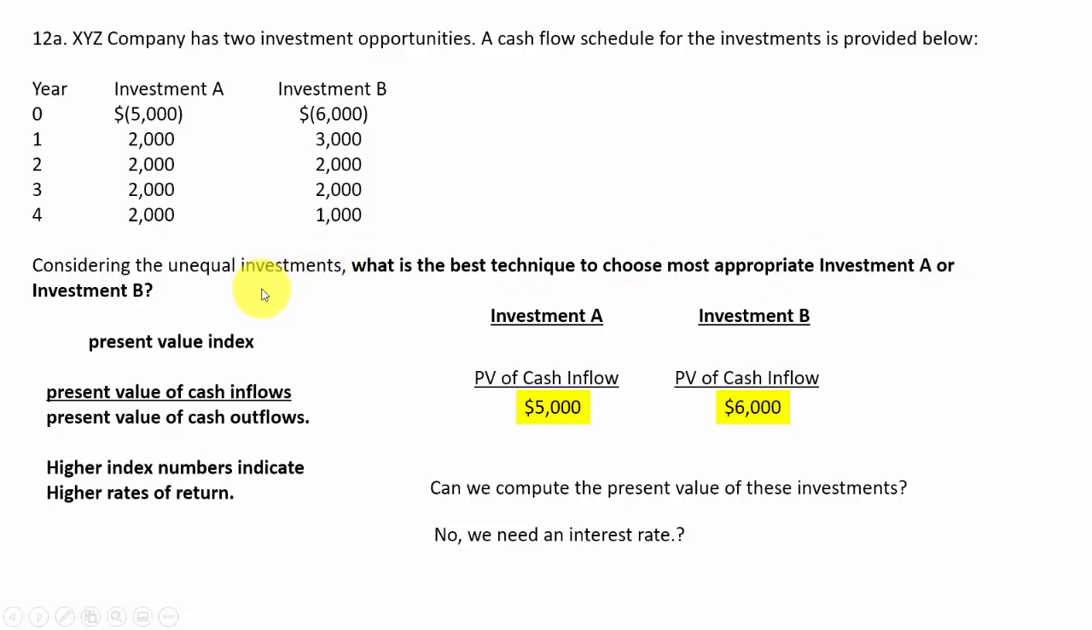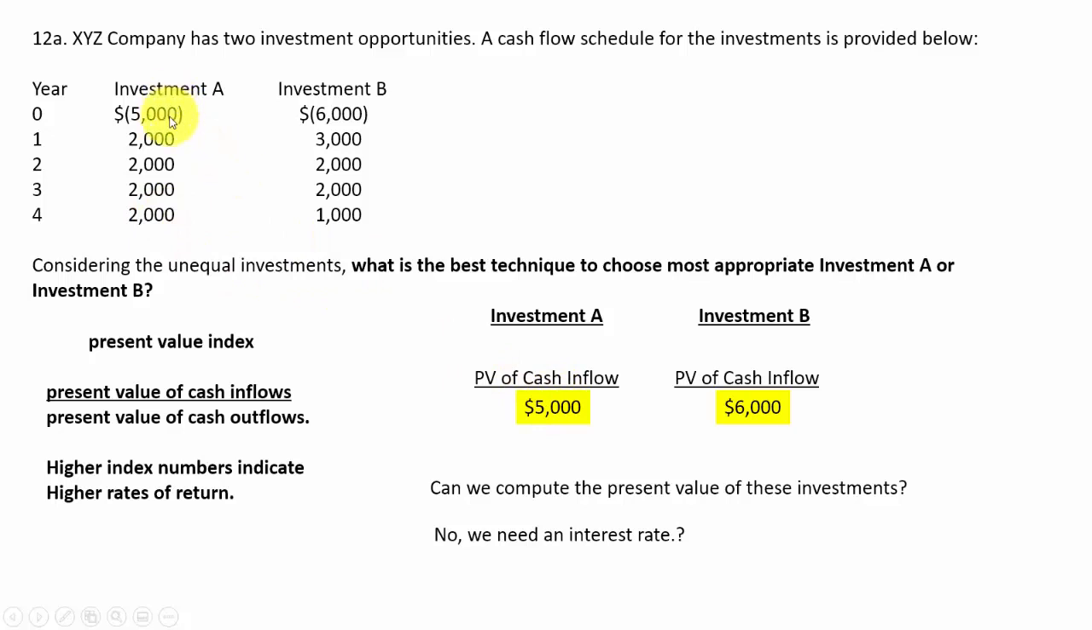Well, your book likes, and I guess it's probably true, that the best technique to use is what's called the present value index. The present value index would be the present value of the cash inflows divided by the present value of the cash outflows. And that would give you some kind of index number, and higher index numbers indicate higher rates of return. So you would do that in this situation. You would take investment A and say the present value of the cash inflows, which would be these 4 $2,000 payments, and divide that by 5,000, which is the cash outflow.